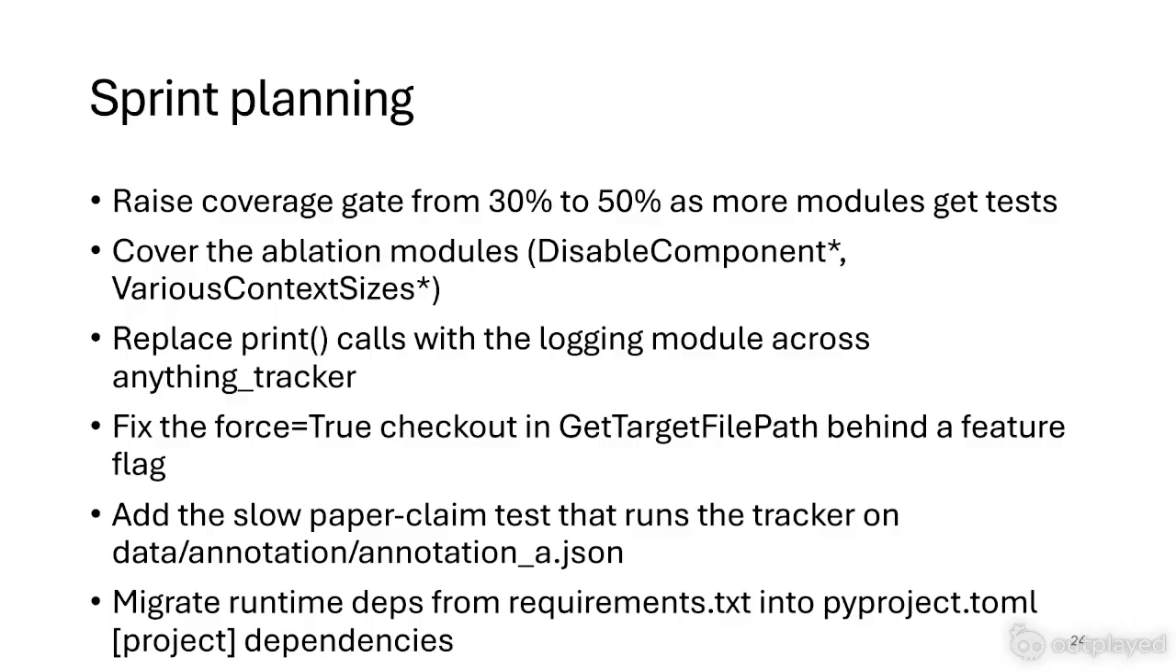Replace print calls with the logging module across anything tracker. Fix the force equals true checkout and get target file path behind a feature flag. And we also want to add a slow paper claim test that runs the tracker on data annotation and annotations.json. And then finally, we'd like to migrate runtime dependencies from requirements.txt into pyproject.toml.